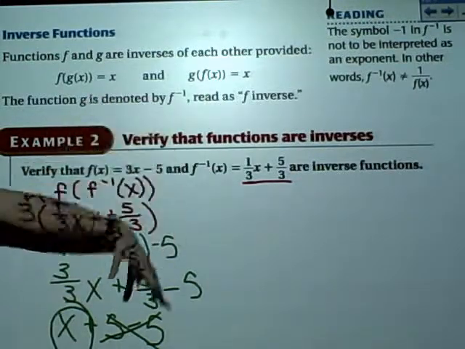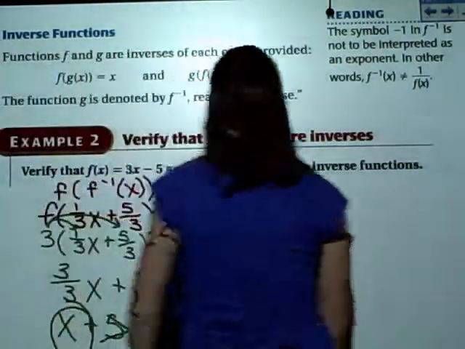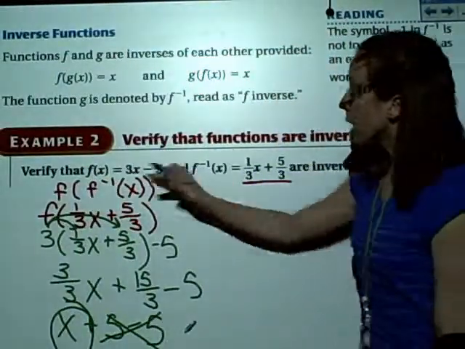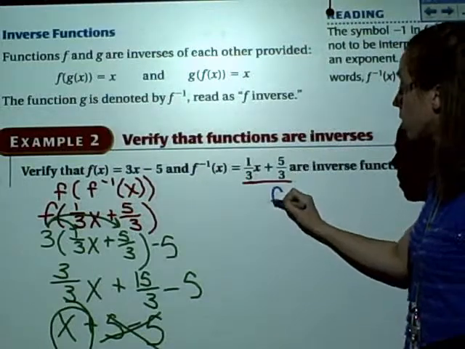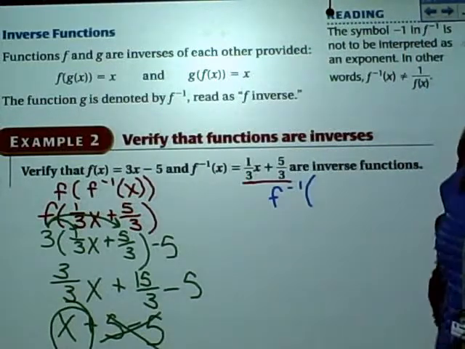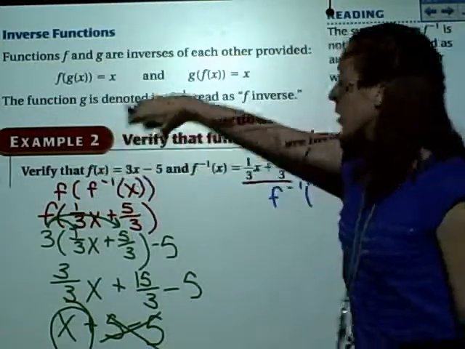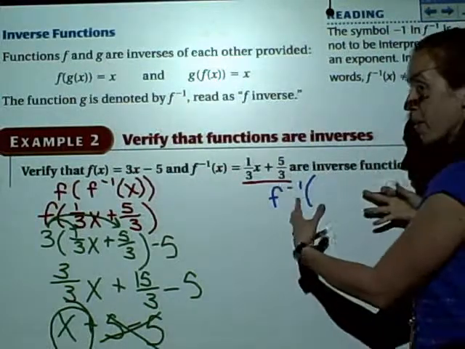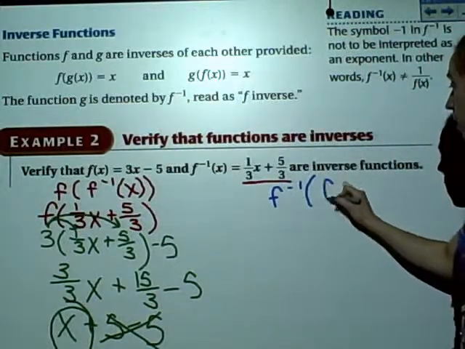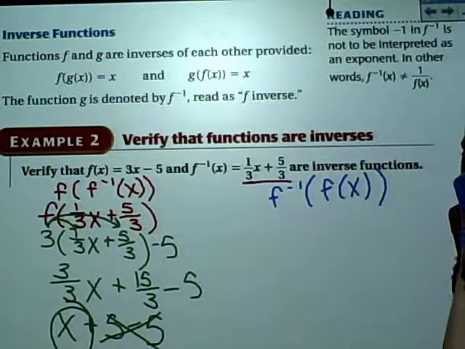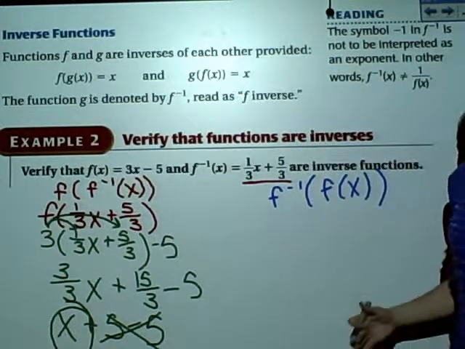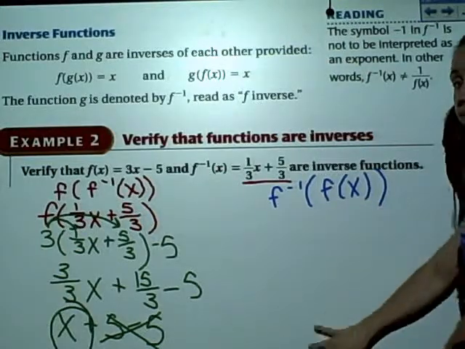Now we've got to do it the other way. So the other way is I would take the original function and put it inside the inverse. Together it makes that composition. I'm going to have you guys go ahead and give it a try. I will put my work up there. See if you can simplify it to get x.